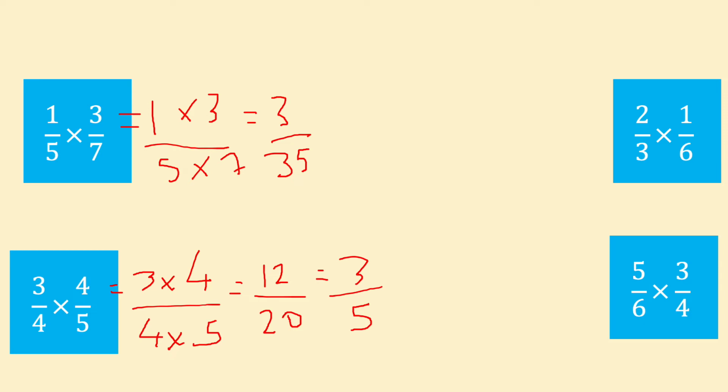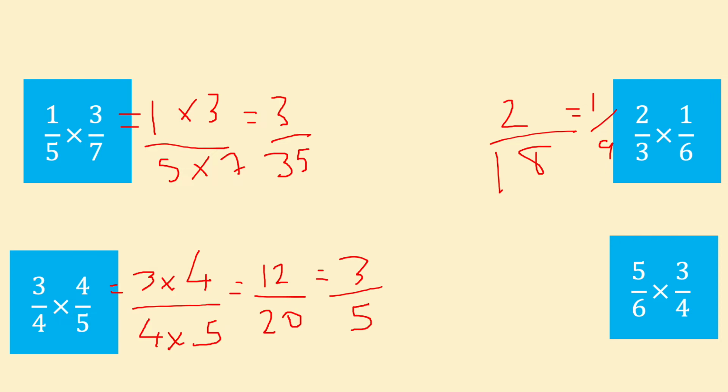Right guys, next few, 2/3 times 1/6. 2 times 1 is 2, 3 times 6 is 18. 2/18 simplifies to 1/9. Okay, dividing top and bottom by 2.